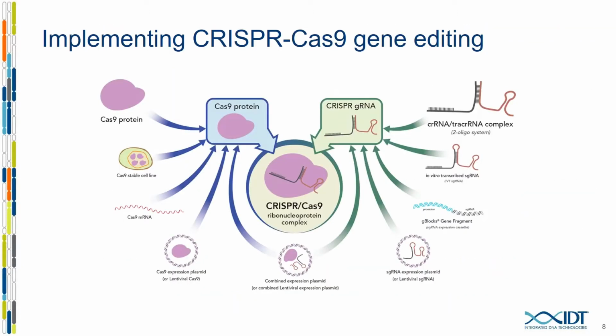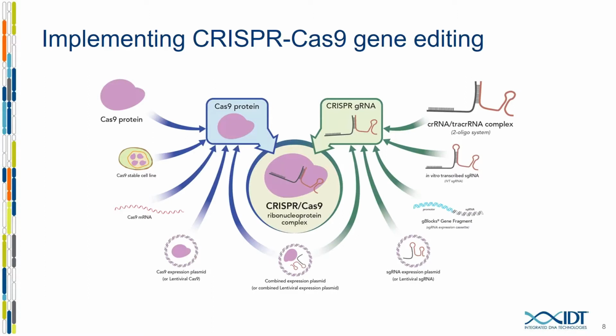Nevertheless, there are a lot of different ways to implement CRISPR-Cas9 genome editing in your laboratories. On the left-hand side, looking at the Cas9 protein, starting from top to bottom, you can purify Cas9 in your own lab. You can purchase it commercially. That can be delivered directly. You can either make or acquire a Cas9 stable cell line where the Cas9 protein is expressed at a constitutive level all the time.